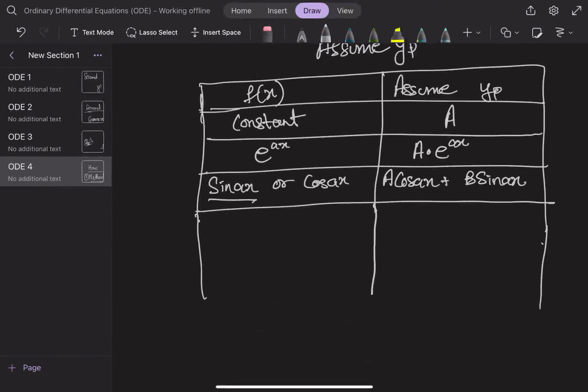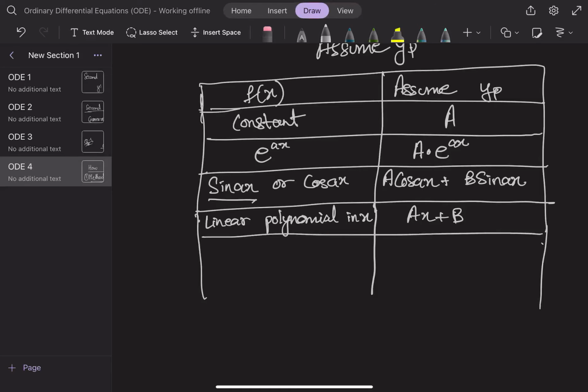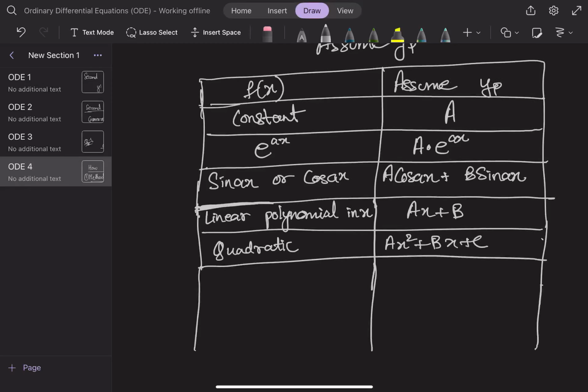The next one, let's say you have a linear polynomial in x. Assume ax plus b. If you have a quadratic polynomial in x, assume ax squared plus bx plus c. So this is the basic idea, but what if you have two of these multiplied together? For example, e raised to ax multiplied by sin bx.